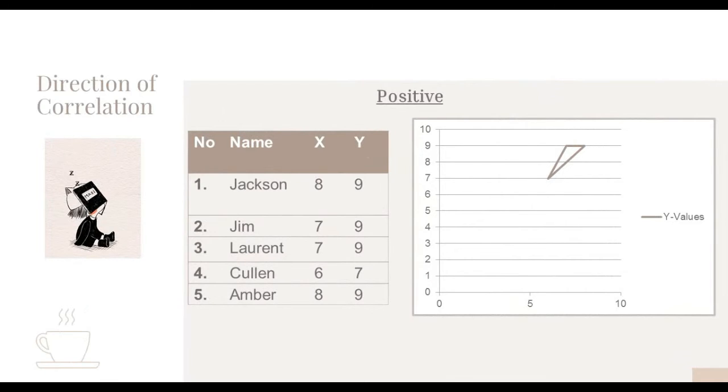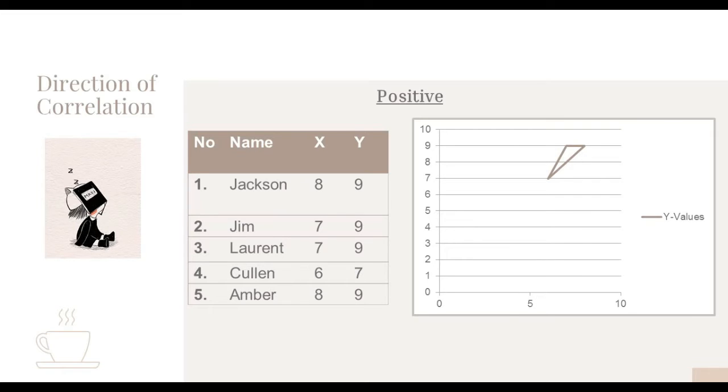First, the positive one. From the table, we could see that Jackson had student grammatical mastering 8 and English speaking ability in pronunciation 9. Jim had student grammatical mastering 7 and English speaking ability in pronunciation 9. Lauren had student grammatical mastering 7 and English speaking ability in pronunciation 9. Colin had student grammatical mastering 6 and English speaking ability in pronunciation 7. Amber had student grammatical mastering 8 and English speaking ability in pronunciation 9.